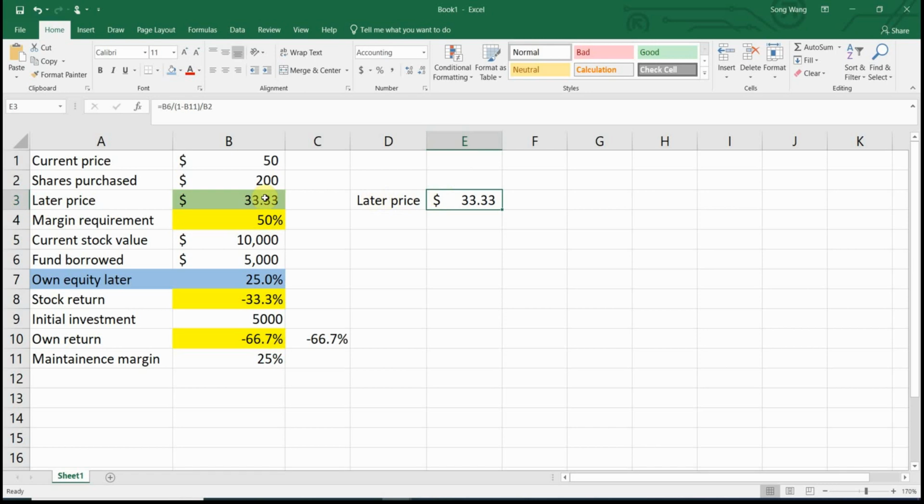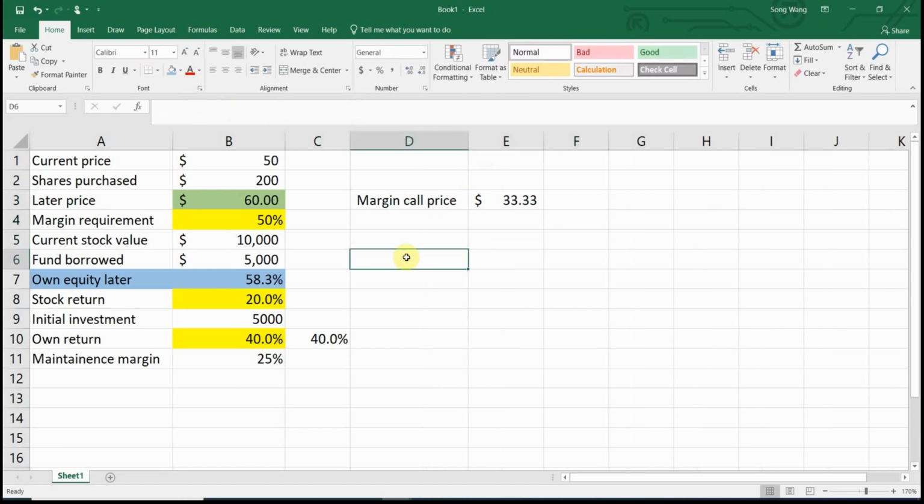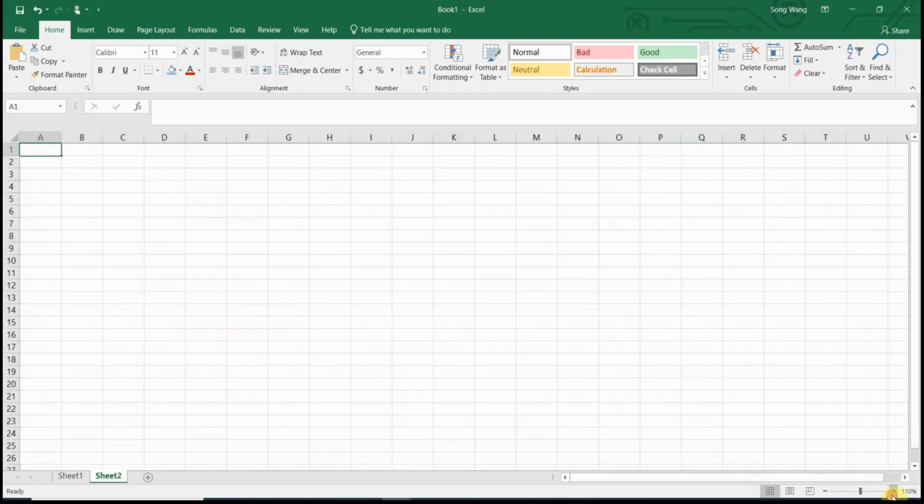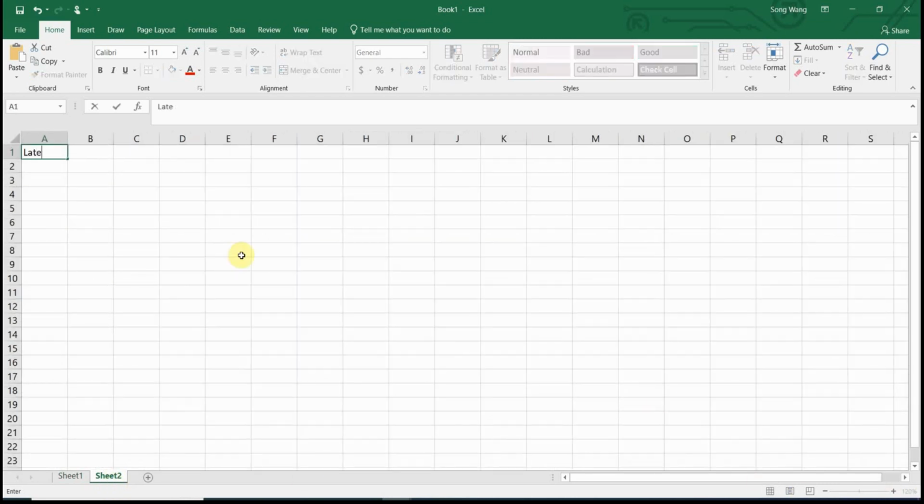I'm going to reset the setting. So based on the textbook, I will recover it as $60. So everything gets back to the original setting. 58.3% is equity, your own equity as a percentage. And this is 33.33. I should name it as the margin call price, at which price you face a margin call.